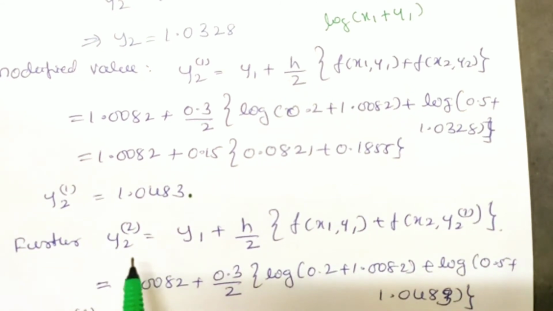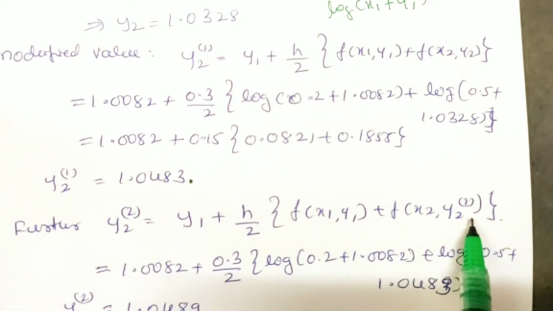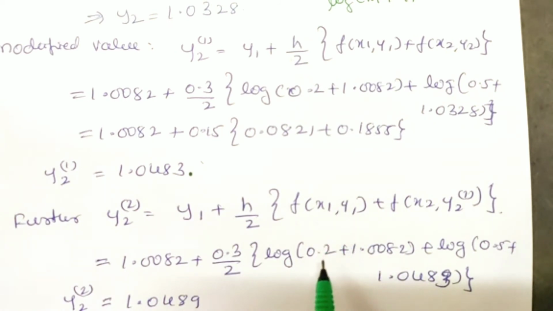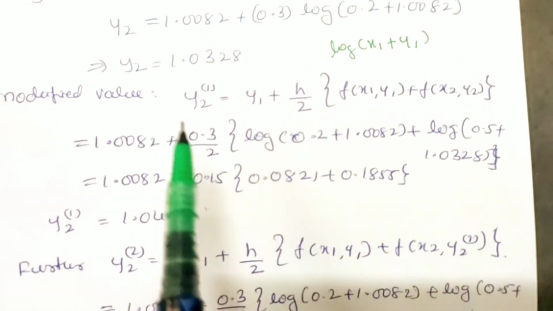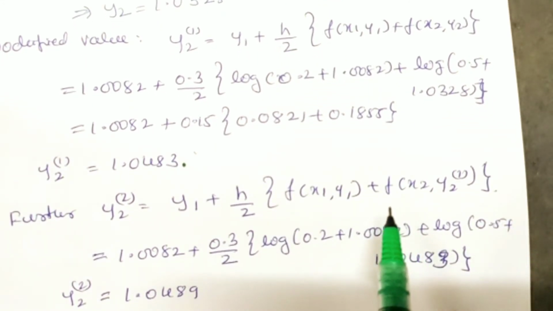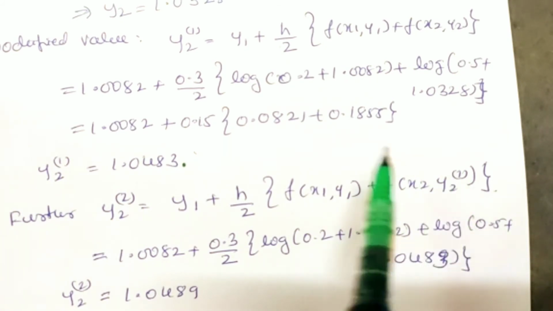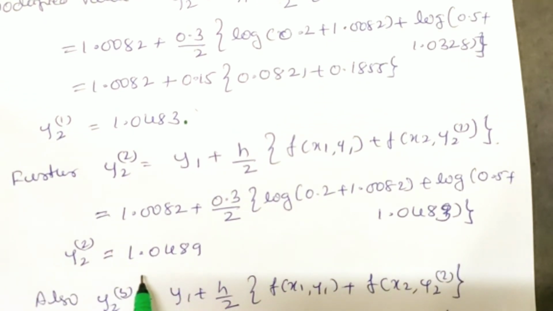So the second improved value of y2 is y1 plus h by 2 into f of x1 y1 plus f of x2 and the first improved value of y2. The previous value you have to use here. So it is log of x1, which is 0.2, plus y1, which is this value. y1 we have to use this value only, as we have found it now. Here it is 1.0082 plus log of x2, which is 0.5, plus y2, the first iteration of y2, which is 1.0483. After simplification you will get this as 1.0489. See here, these two are not exactly the same, they are the same up to 3 decimal points. We can go for one more iteration.